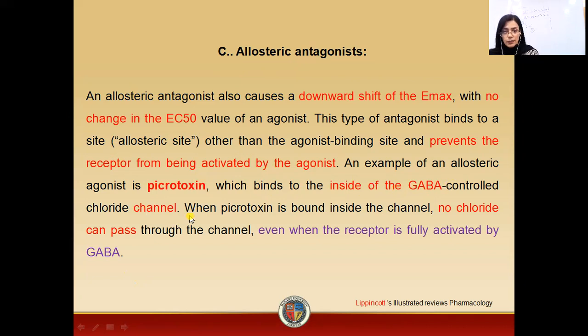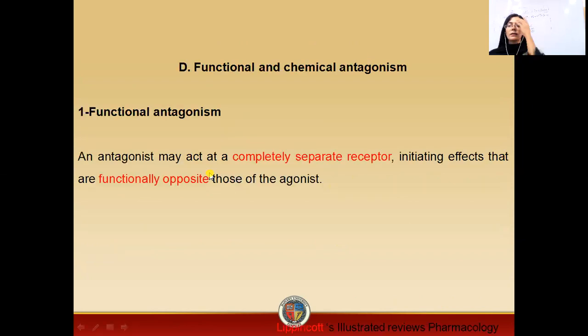So as a result, when picrotoxin is bound to the channel, no chloride can pass or enter into the channel, even when the receptor is fully activated by the GABA. You can see the concept of this GABA receptor from our previous videos. Now, what are the functional and chemical antagonists?